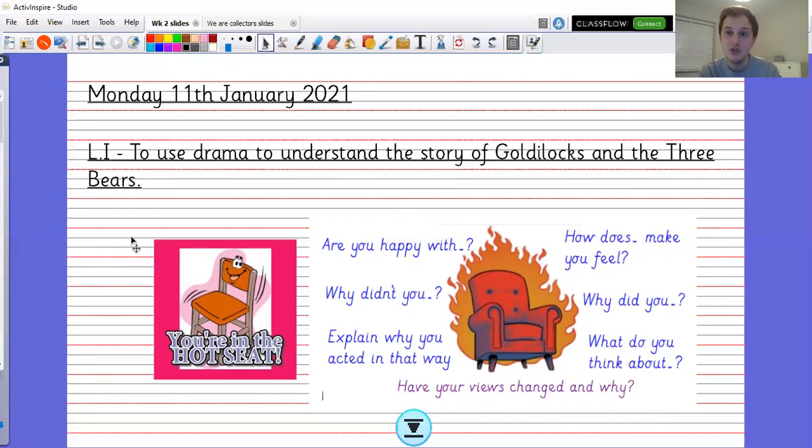Okay, the first question for you then, Goldilocks, is why did you go into the three bears' house? So remember to pause the video. Think about your answer. Remember, you are no longer a pupil at Greenridge. You are Goldilocks. How are you going to respond to that question? What would Goldilocks say? Remember our drama? You are acting. You are pretending to be Goldilocks. Give it a go.